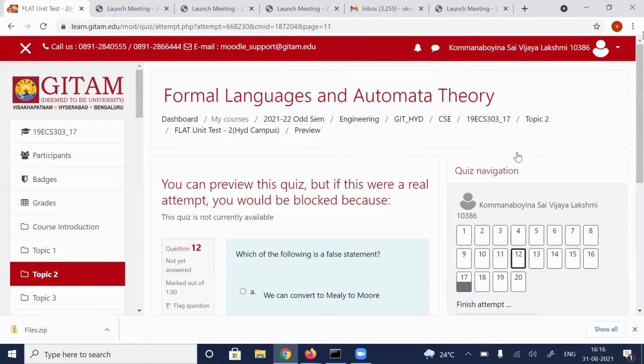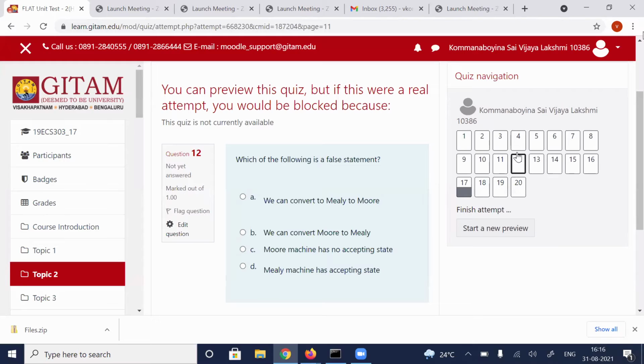Next is, which of the following is a false statement? We can convert Mealy to Moore. We can convert Moore to Mealy. Moore machine has no accepting state. Mealy machine has accepting state. Which is the false statement here? Can we convert Mealy to Moore?